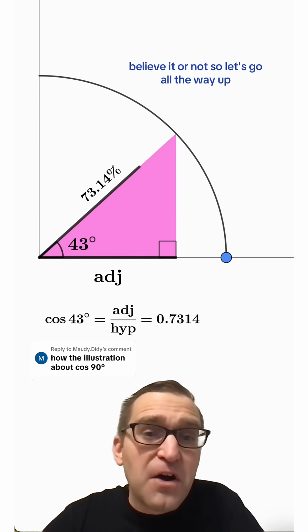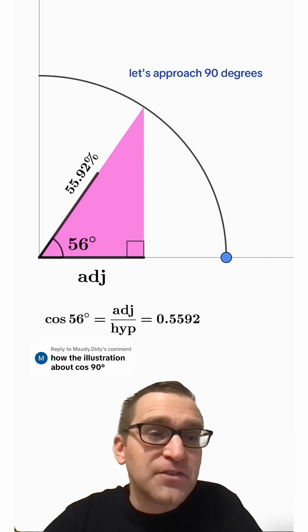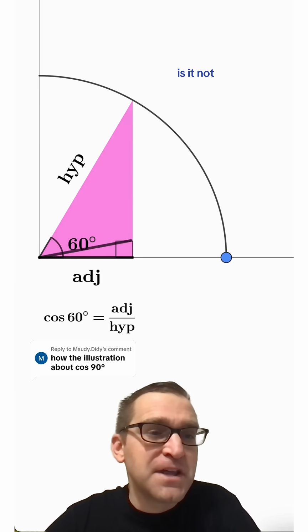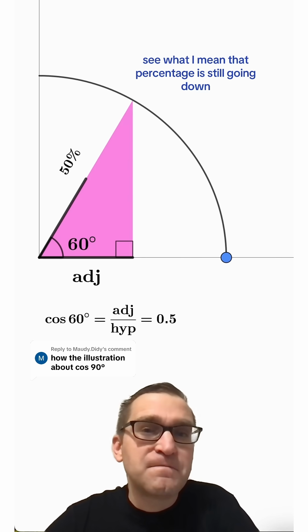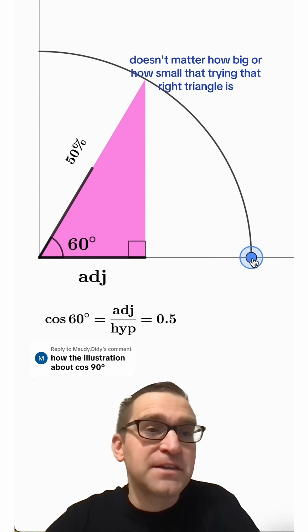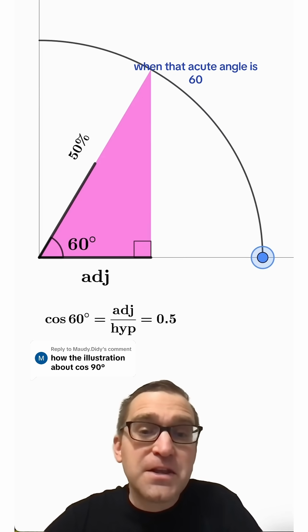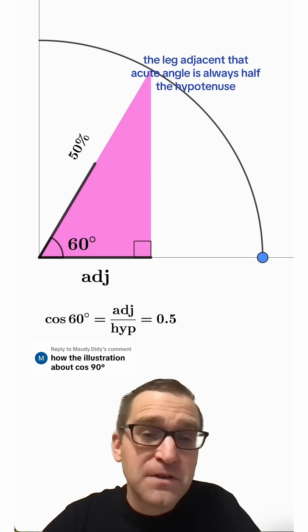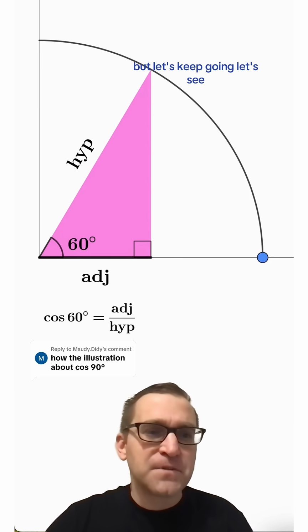So let's go all the way up. Let's approach 90 degrees. At 60 degrees, the adjacent leg is half of the hypotenuse, is it not? See what I mean? That percentage is still going down. Doesn't matter how big or how small that right triangle is. When that acute angle is 60, the leg adjacent to that acute angle is always half the hypotenuse. But let's keep going and let's see.